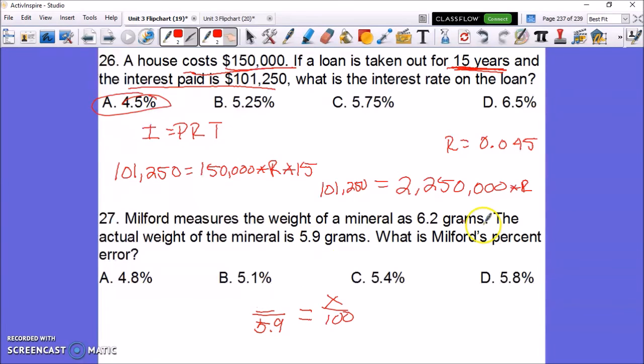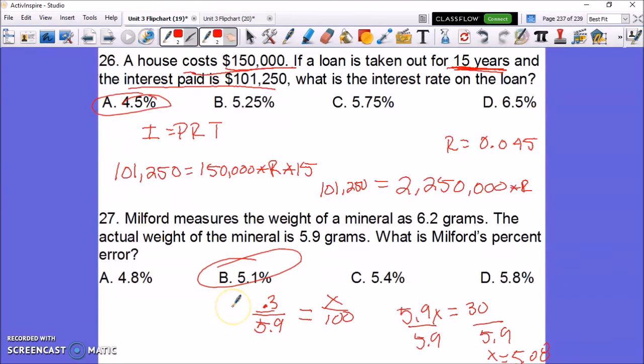Now to find the difference, we're going to subtract 6.2 and 5.9. That's going to give us 0.3. And then we're going to cross multiply. So you cross multiply, and that gives you 5.9x. Then 0.3 times 100 is going to give you 30. And you're going to divide both sides by 5.9. And you should have gotten x is equal to 5.08, and we round to the nearest tenth, and that's going to give 5.1.